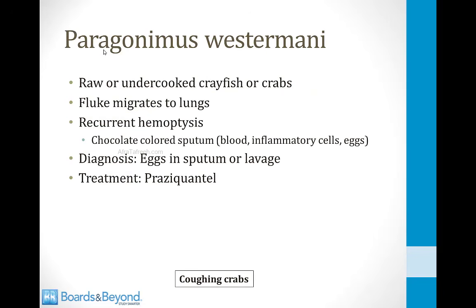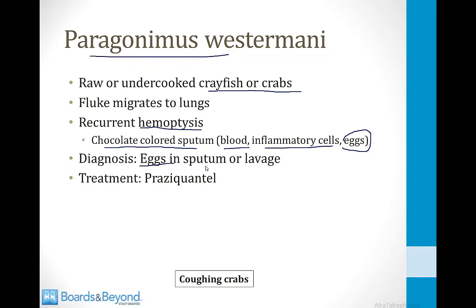And then our final fluke is Paragonimus westermani, which you get from eating raw or undercooked crayfish or crabs. These flukes migrate to the lungs and they give you hemoptysis. And a classic finding is chocolate-colored sputum, which contains blood and inflammatory cells and the eggs of this helminth. You can diagnose it by seeing the eggs in a sputum sample or a bronchoalveolar lavage. And you treat this with praziquantel, and I just remember coughing crabs when I hear the word Paragonimus infection. And that concludes our module on helminths.